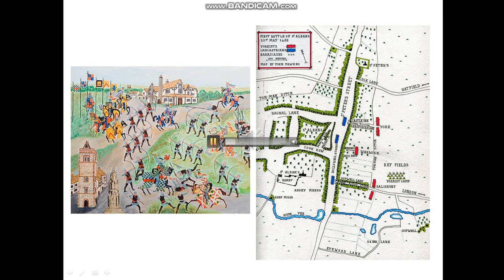The diagram and map shows that the fighting took place actually in the middle of St Albans, down its main street, and the Duke of Somerset was actually captured and killed in a pub.